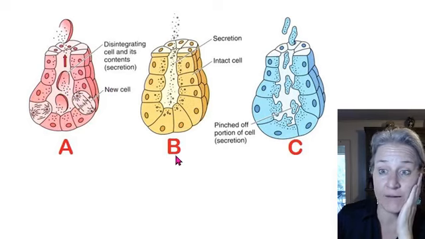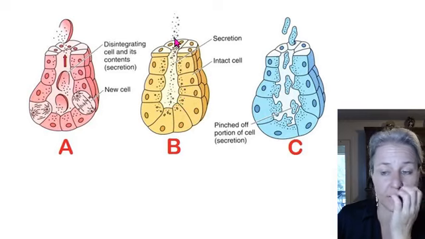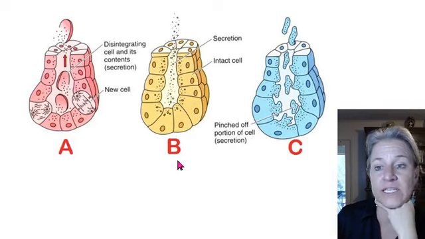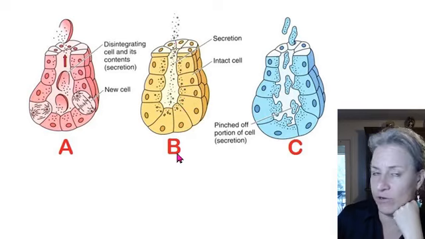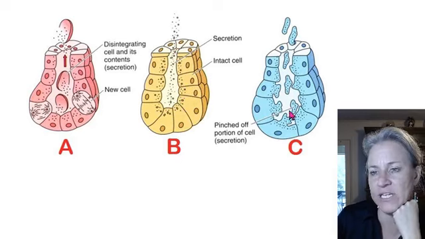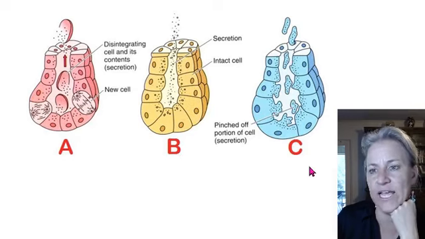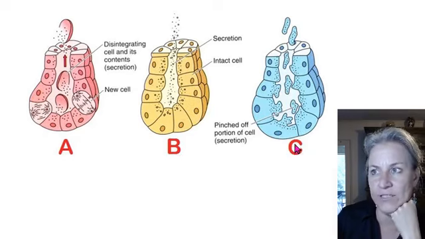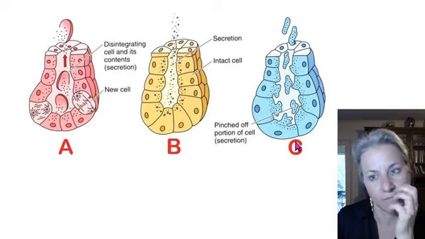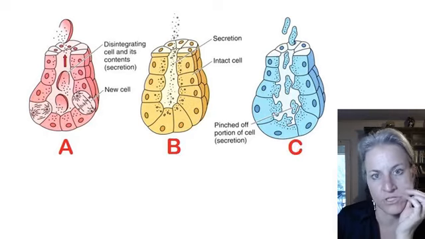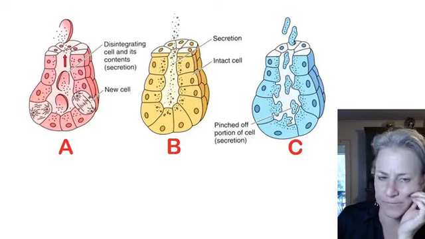What about B? B, normal regular secretion. There are secretory vesicles that secrete normal secretion through a duct. Which one was that one? That one is eccrine or merocrine type of secretion. And C is pinching off part of the protoplasm that gives you your distinct odor. So what type of gland secretes by pinching off part of the protoplasm when it secretes? So you should have said apocrine.